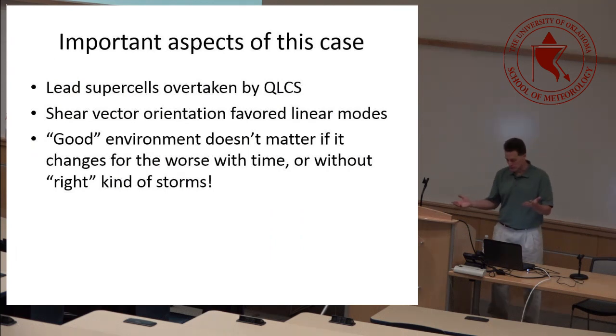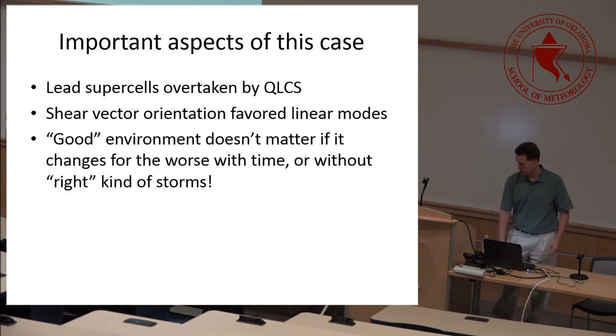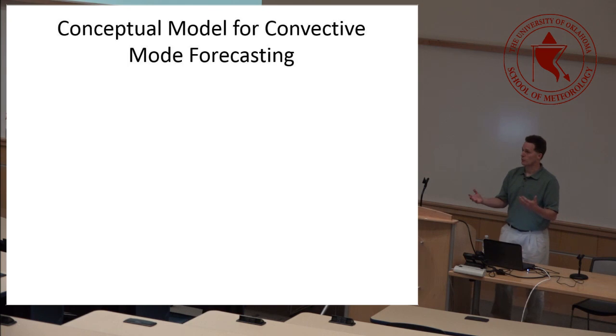All right, so again, just to summarize what was going on in this case, we had the lead supercell in Iowa overtaken by a line segment coming out of Nebraska. And we'll go over the conceptual model stuff. The shear vector orientations up north favored more of a linear mode, and what looked like a good environment to the south and east of the storms actually changed for the worse over time. So the time trends were not favorable for tornado formation, and the changes in mode with time were not favorable. Again, it's not as simple as saying, ooh, I've got this bullseye of STP and storms, therefore I will get tornadoes.